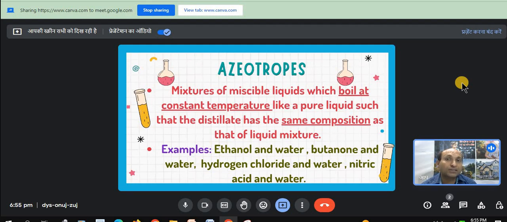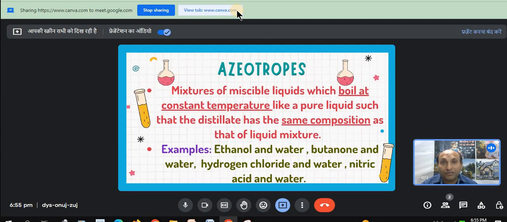But what happens is that at a certain concentration and a particular temperature, both components, ethanol as well as water, come into the vapor phase. This is the problem. So the boiling point becomes constant and no separation is there at that point. That is called the azeotropic point, and the mixture is known as azeotropes or azeotropic mixture. Other examples are butanol and water, HCl and water, nitric acid and water. These are other examples. So now you are clear about azeotropes.